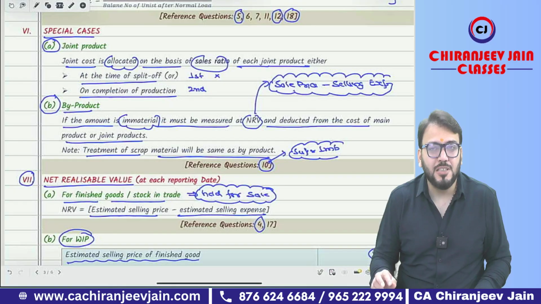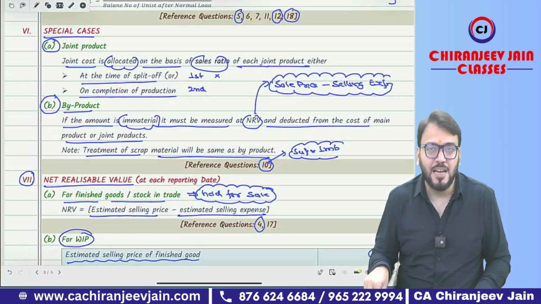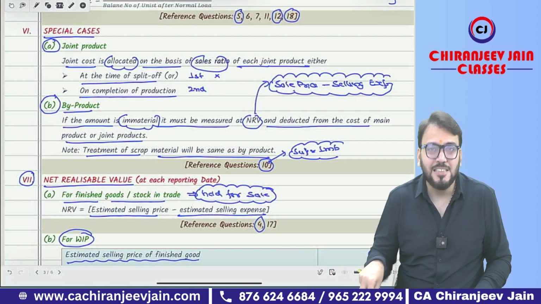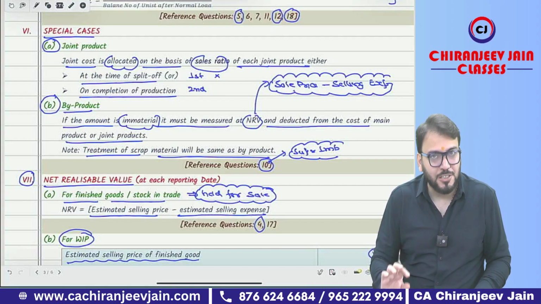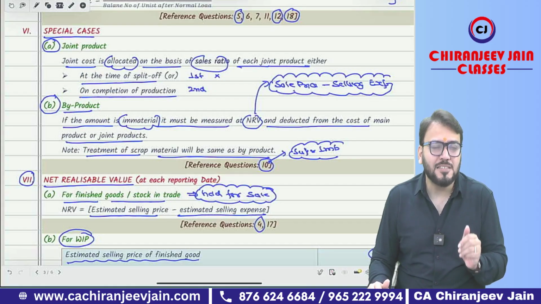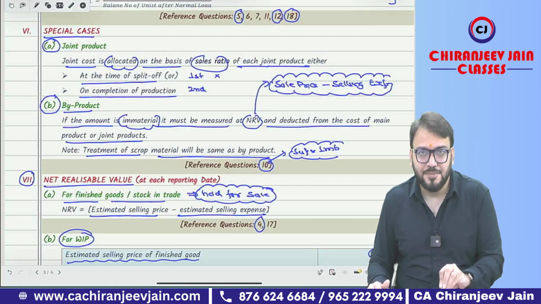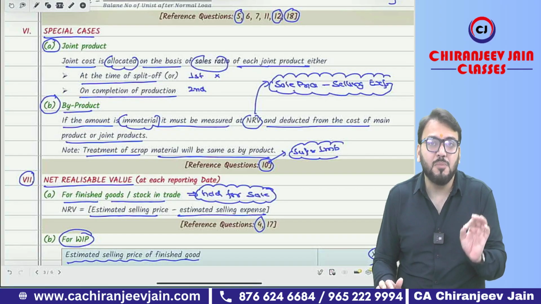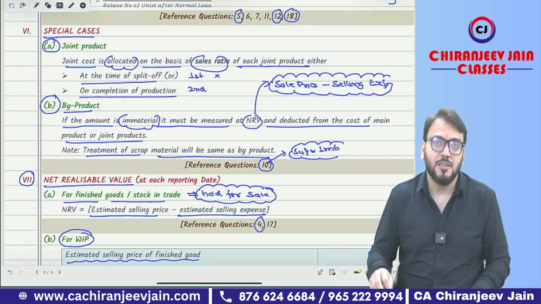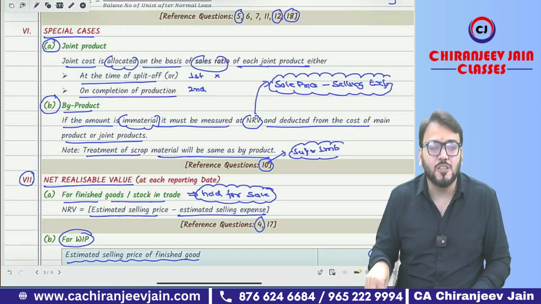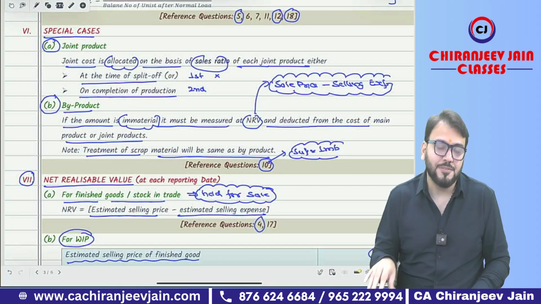Then special cost. We have done 2 points: joint product and byproduct. For joint product, the joint cost will be allocated to each joint product in the ratio of sales value at the point of split off or on completion of production. Byproduct: if there is some product whose value is immaterial, then it will be considered as byproduct. Means if the value is material, then it will be considered as joint product only. So if immaterial, it will be measured at NRV, and NRV will be reduced from the cost price of the main product or joint product. Got this point?